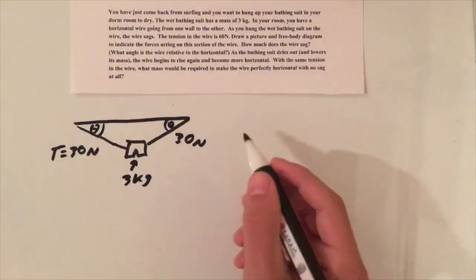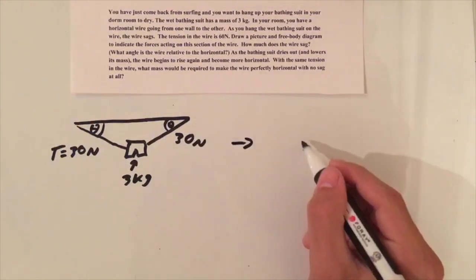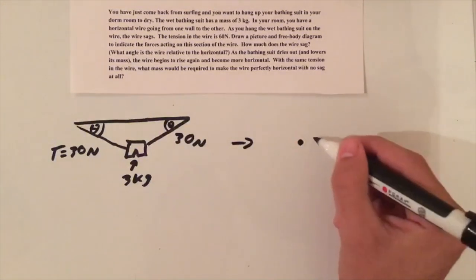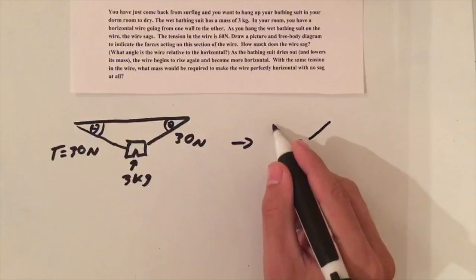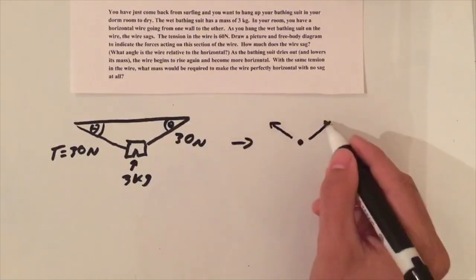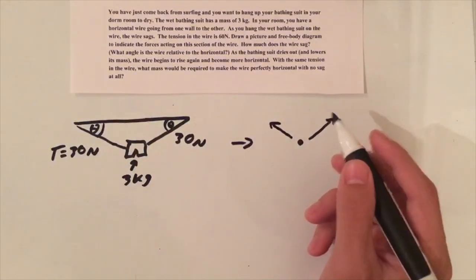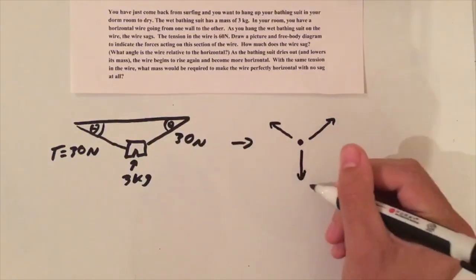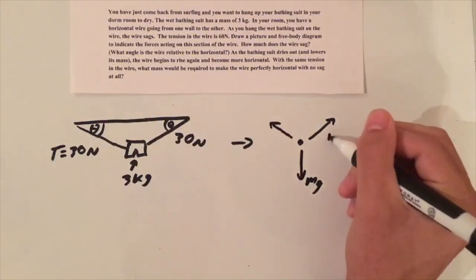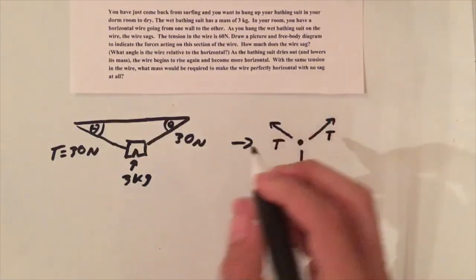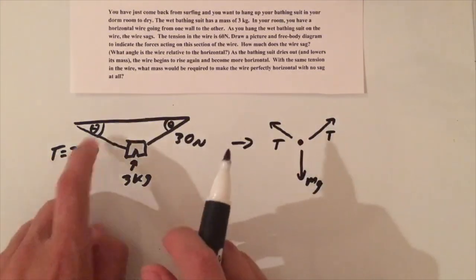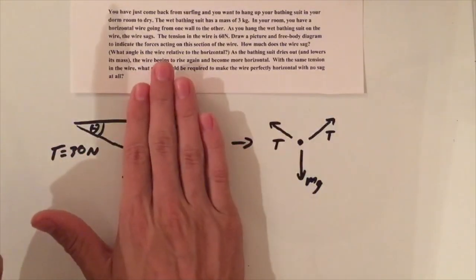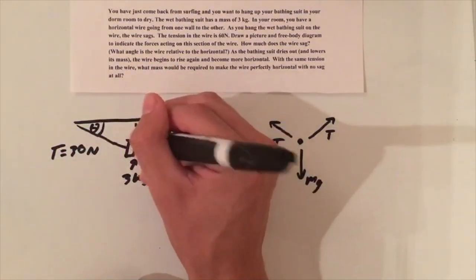So now that we have the picture, we'll draw a free body diagram. You'd have a singular dot. You'd have your tension force pulling that way, your tension force pulling that way with even tension. So these would both be 30 again. And then you have your mg, which is just gravity. What you're trying to find here is this angle theta that would make this, if you split this in half, a perfect right triangle.